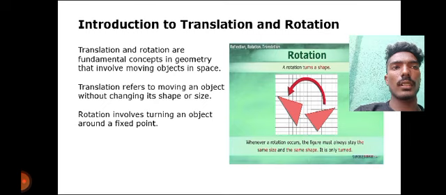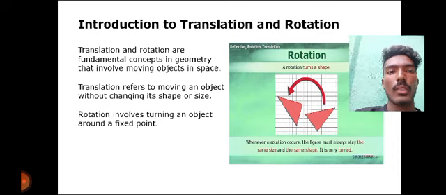Introduction to translation and rotation. Translation and rotation are fundamental concepts in geometry that involve moving objects in space. Translation refers to moving an object without changing its shape or size. Rotation involves turning an object around a fixed point.